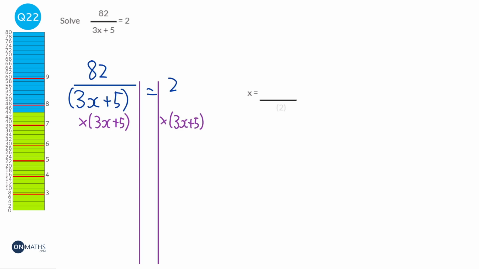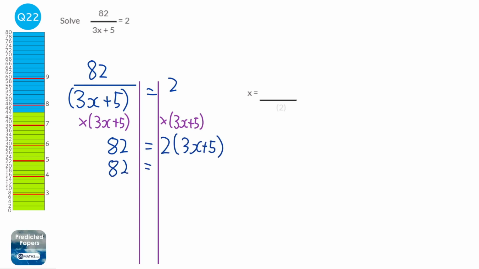Now on the left hand side that just gets rid of the fraction, so we're just left with 82. On the right hand side, we're doing the 2 times the 3x plus 5. Following my rules, to get rid of all the brackets first. So 2 times 3x is 6x, 2 times 5 is 10. And you can use any method you want.